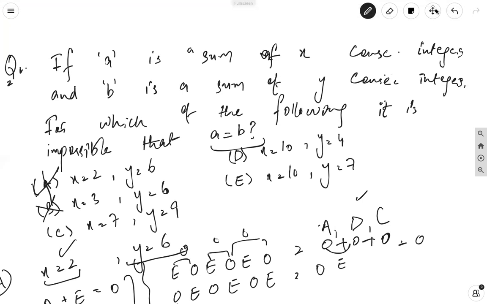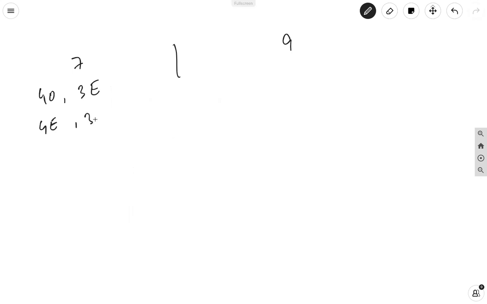Okay. So the third one is 7 and 9. One is 7 and one is 9. So in case of 7, if you see closely, we could have in one case 4 odds and 3 evens, or 4 evens and 3 odds, right? In the first case, we have even times odd, so this will always be even. But in the other case, we have odd times odd, so this will be odd.